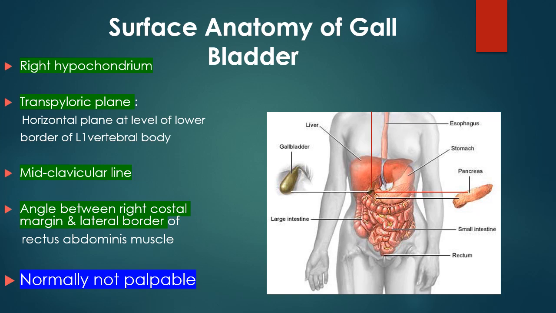Normally, the gallbladder in adults is not palpable. If it is palpable, it is abnormal. In babies and young children, at times it may be palpable normally.